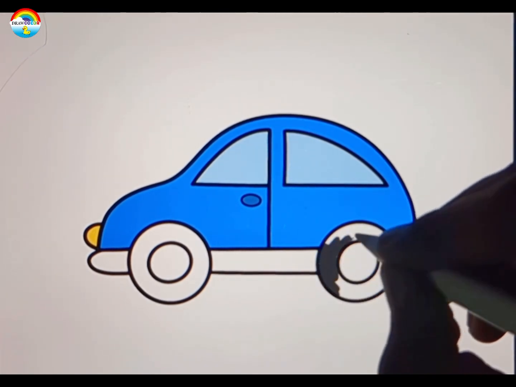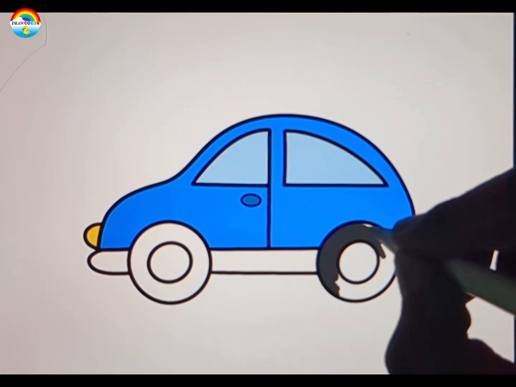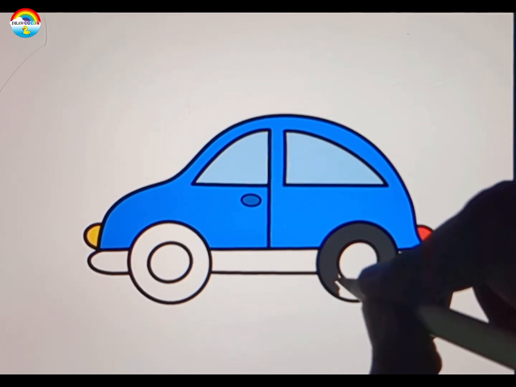Cars have many parts like the engine, wheels, headlights, and brakes. They all work together to make the car go.